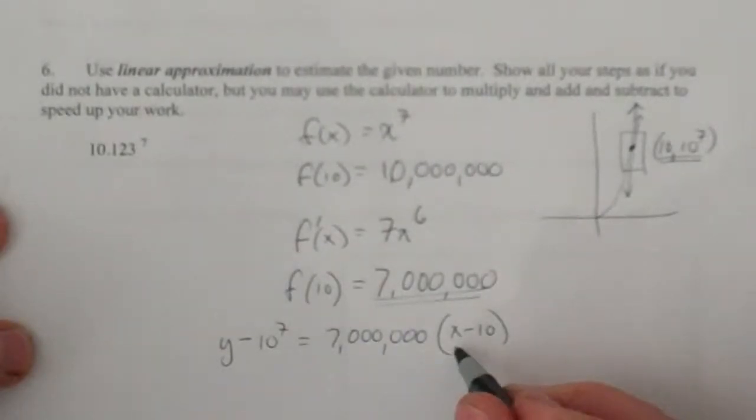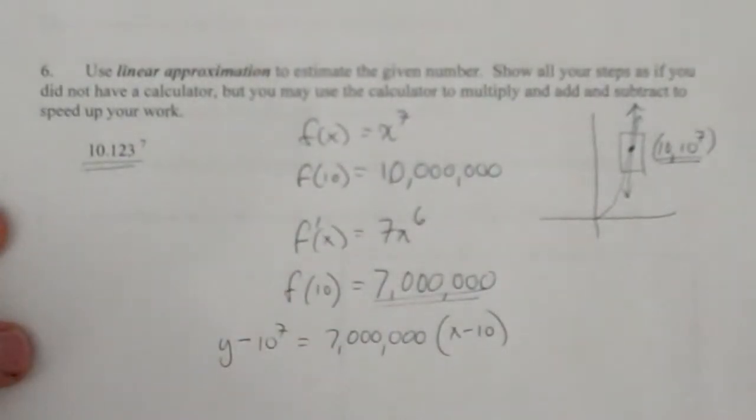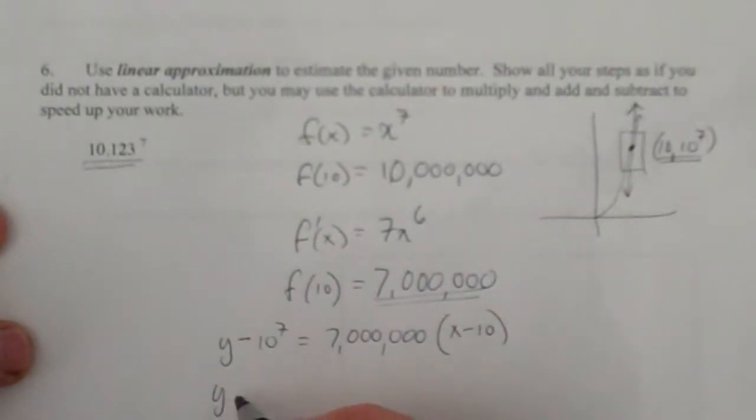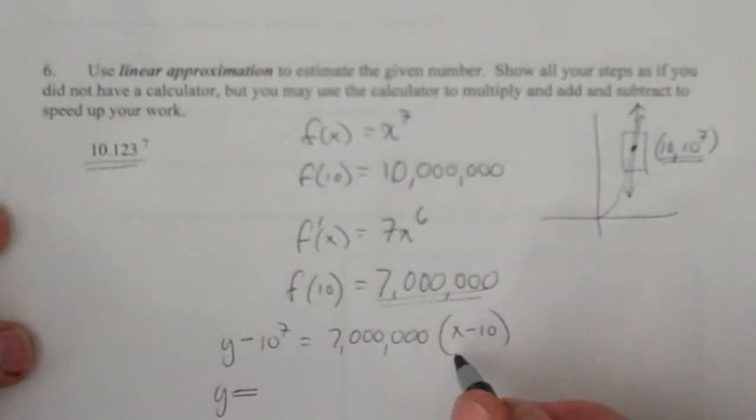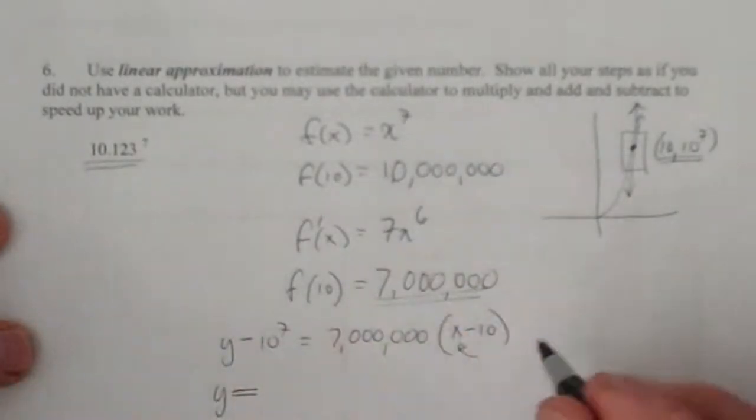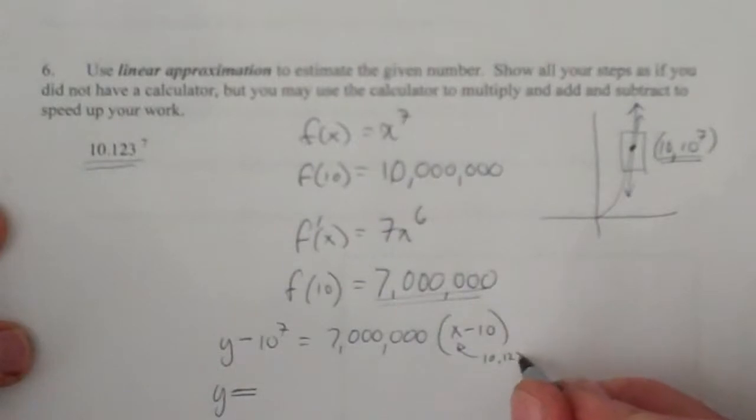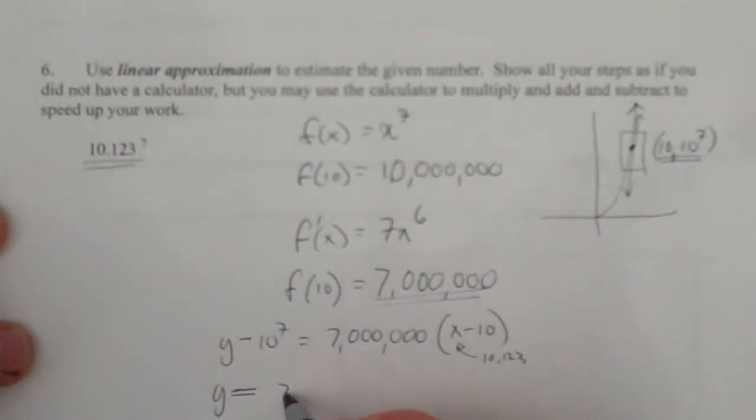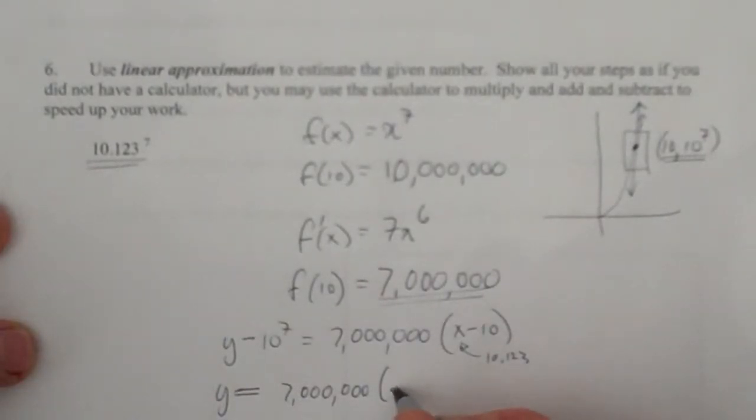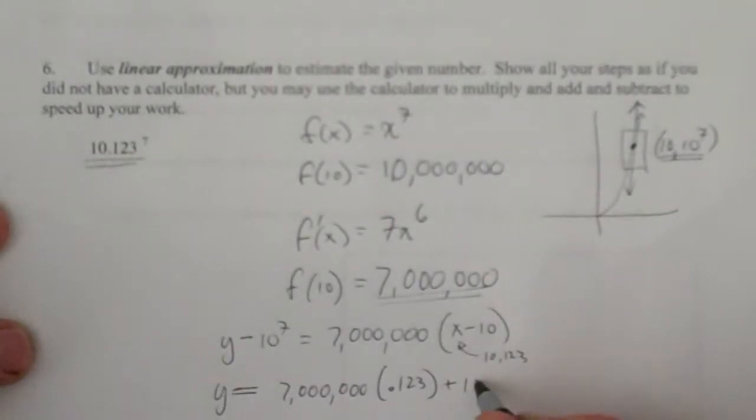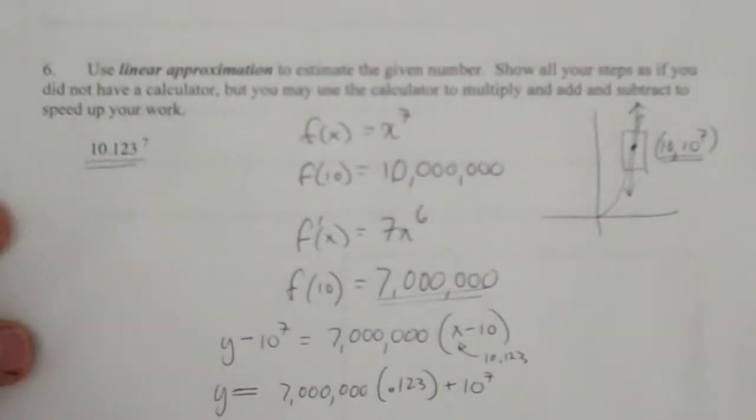Well, I know that my new x value is going to be 10.123. So when I take away 10 from that, y minus, well, let's just go right to the chase. Y is going to be equal to, when I move this over and plug in the value I'm going to estimate, 10.123, subtract 10 from it, it's going to be 7 million times 0.123 and then plus my 10 million, all right?